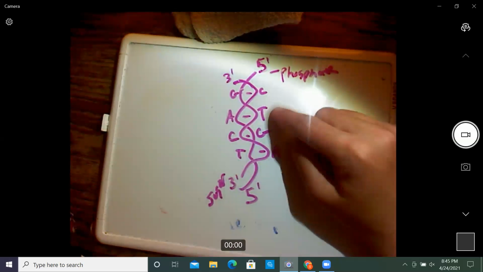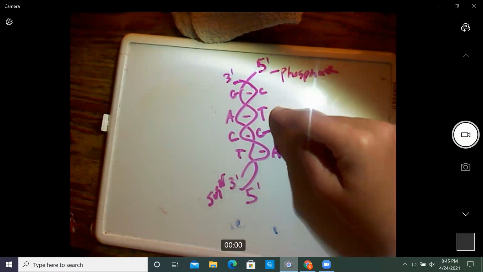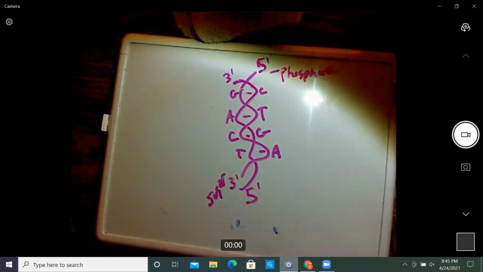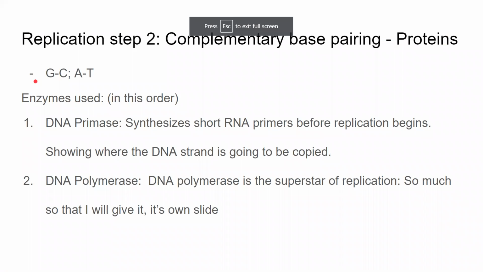So G-C and A-T refer to bases that always stick together in the same way, and 5' and 3' refer to phosphate and sugar that always stick together in a certain way as well. You really need to make sure that you know G to C, A to T, which is usually what teachers say for guanine to cytosine, adenine to thymine.